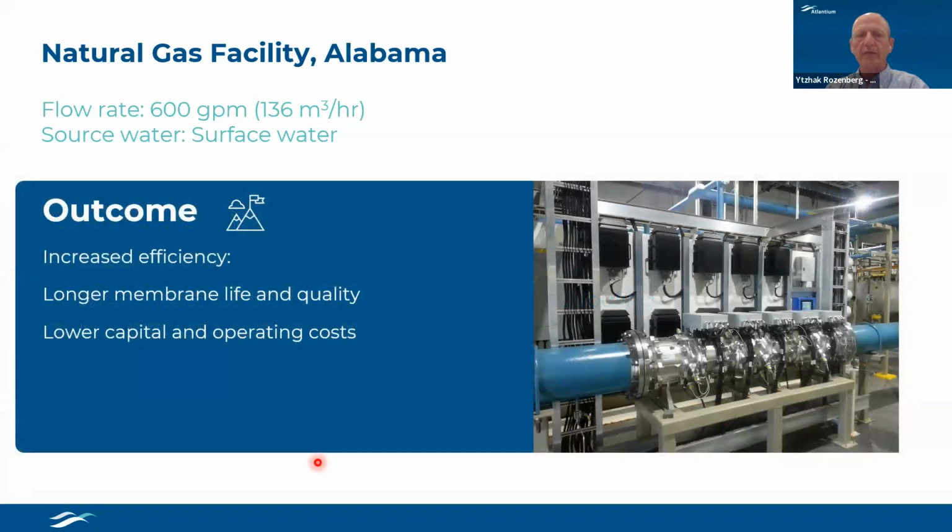This is a picture from the facility. You can see here the UV system in line to the pipe that was installed there. You can see here some elements that are providing the power to the lamps. And on the back, you can see the RO membrane. So we are actually very much adjacent to the RO membrane. And the effect is great: longer membrane lifetime, lower capital and operational cost.